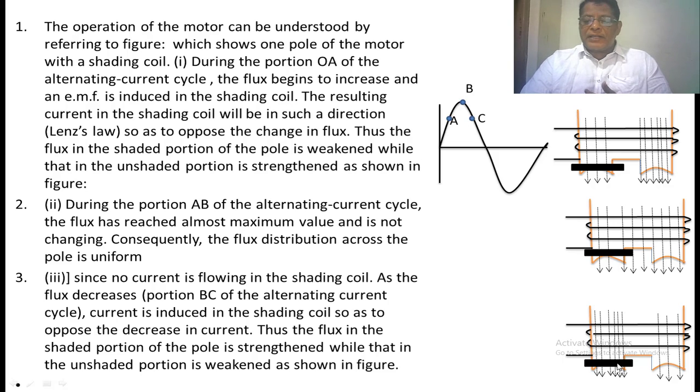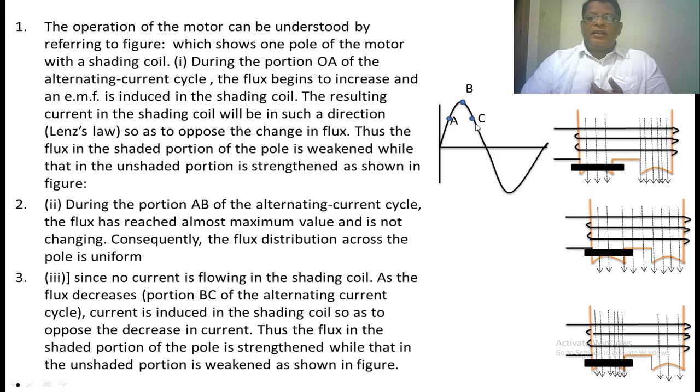So whenever the current is passing through the copper coil, the flux will be created. That is aided with the main flux. Because the current is decreasing, the flux is decreasing. According to Lenz's law, whatever flux is created by the copper coil, nothing but the shaded coil, that should be added with the main flux. So in this area, the flux will be increased.